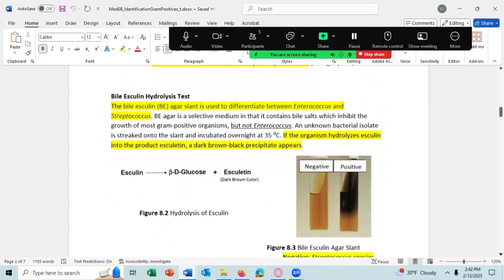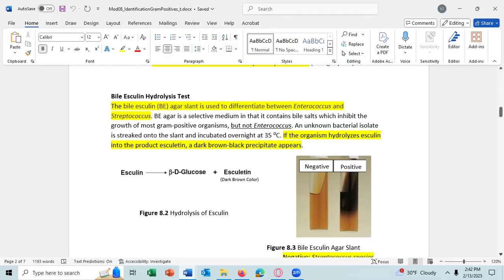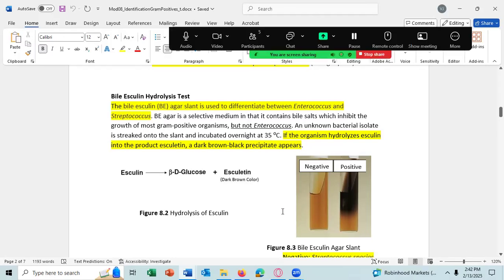All right, any questions about the CAMP test? If not, let's talk about the bile-esculin hydrolysis test. Bile-esculin agar is a slant used to differentiate between Enterococcus, that family, and Streptococcus family. If the organism hydrolyzes esculin into the product esculetin, a dark brown, almost black precipitate appears. So esculin is actually converted into glucose and esculetin, which is dark brown.